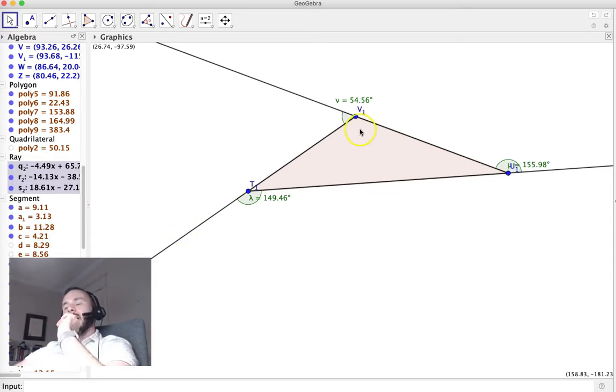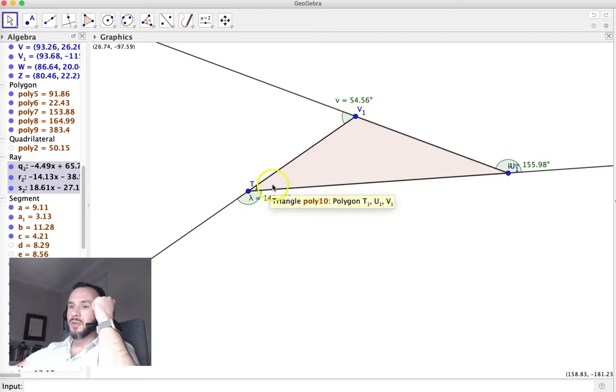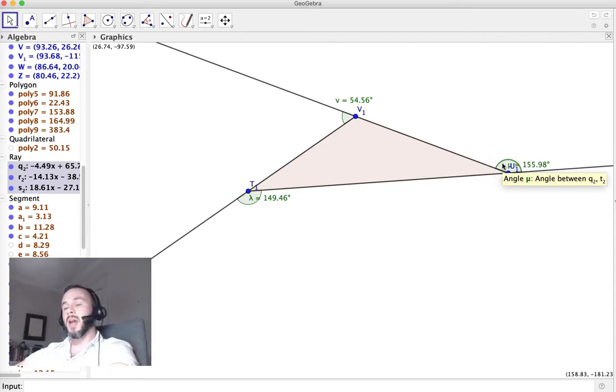So, for example, this angle here, where my pointer is, would have been some angle, but that 54.56 is its supplement. The same goes for this. The interior angle of the triangle would have been something, but this is the supplement of it. And the same thing goes for out here. So I'm going to switch over to my paper and write some work out, and I want you to see if this makes sense to you.